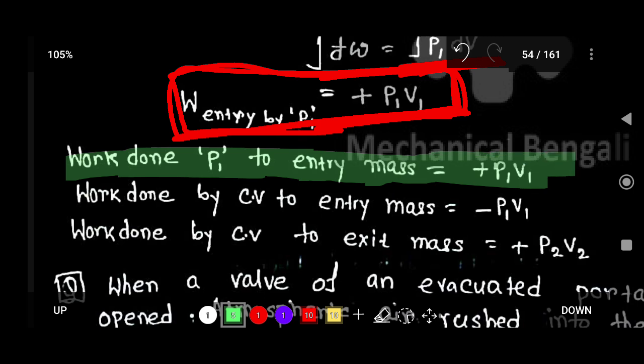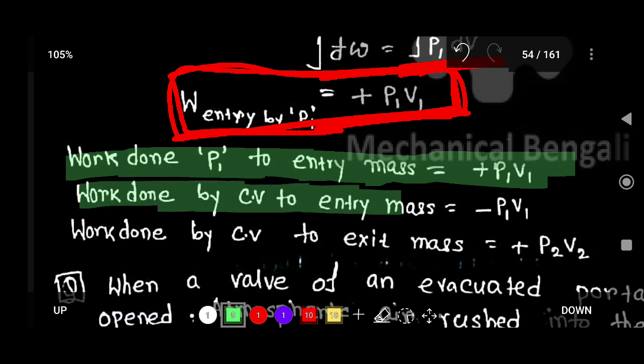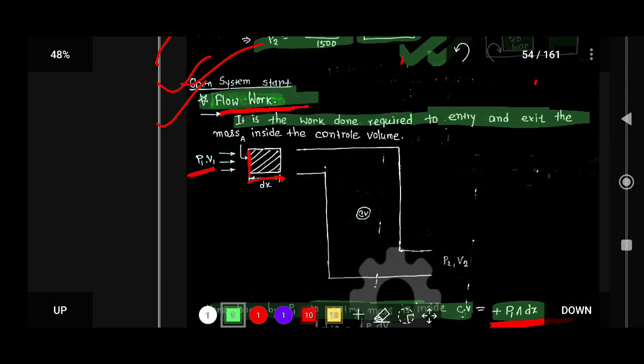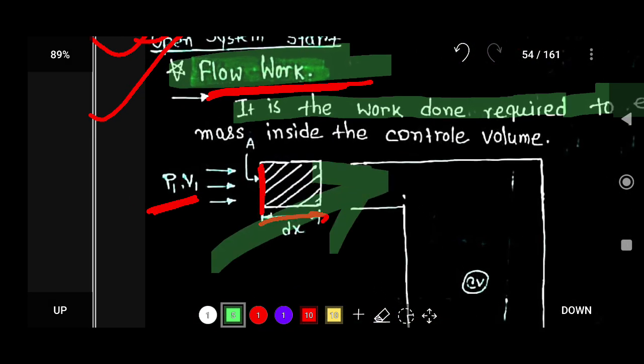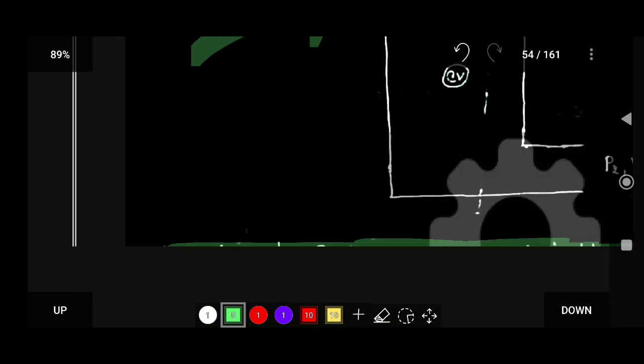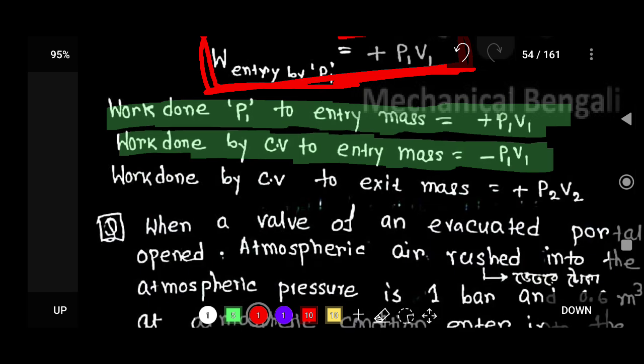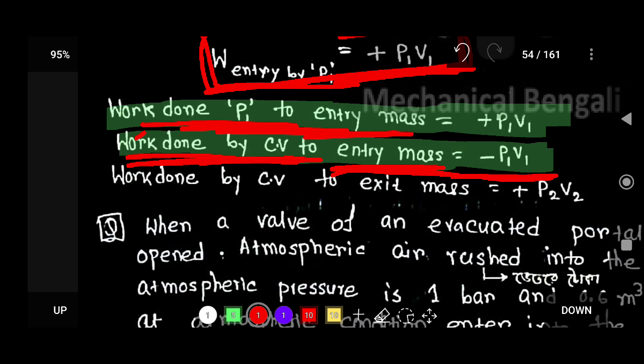In the same way, you can say the work done by the control volume to enter the mass is equal to minus P1 V1. Basically, when the element is going into the control volume, the control volume work is negative. Here the work done by P1 to enter the mass is plus P1 V1, but here it is minus P1 V1, because it is the work done by the control volume.